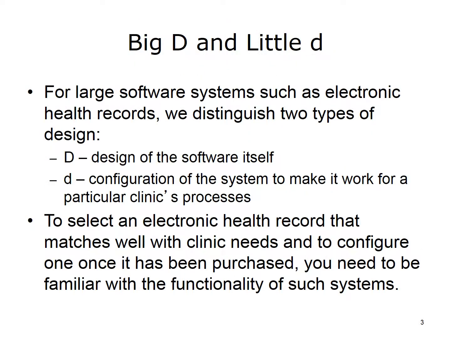We talked about Big D and Little d earlier in Unit 6. For large software systems, such as electronic health records, we distinguish two types of design. Big D, design of the software itself, and Little d, configuration of the system to make it work for a particular clinic. Importantly, to select an electronic health record that matches well with clinic needs and to configure one once it has been purchased, you need to be familiar with the functionality of such systems.